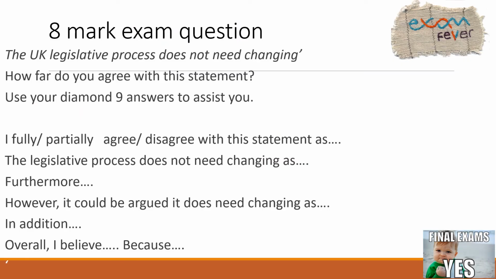With those points, you could answer this 8-mark question: the UK legislative process does not need changing. How far do you agree with this statement? As always with your 8-mark question, you put your first sentence of actually answering the question, how far do you agree or disagree? Then you do your for side, your against side, and your conclusion that is justified. The points you put in there are from the previous slide, and you need actual facts, evidence and keywords to back it up.